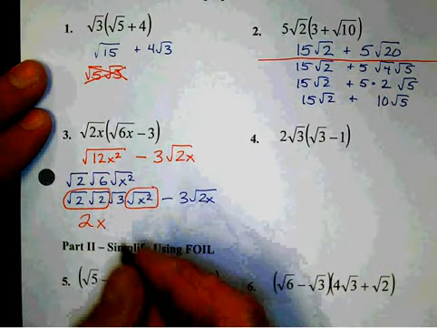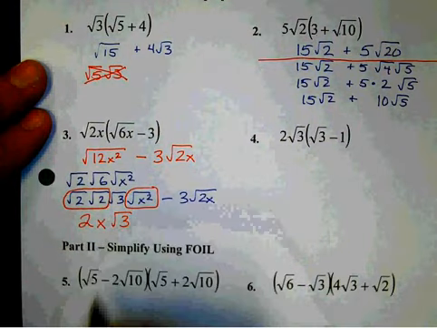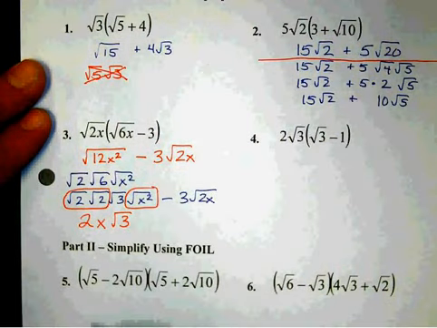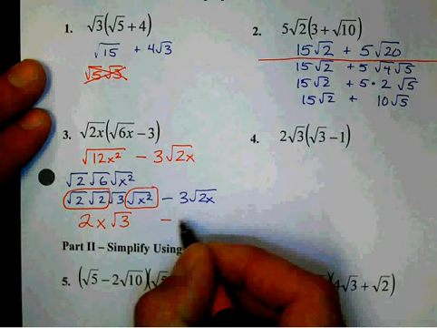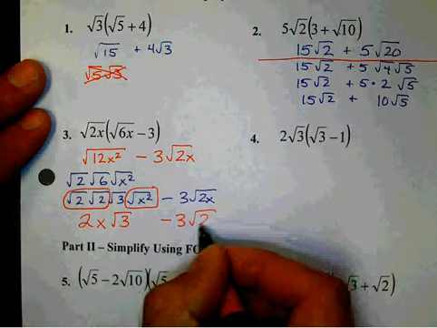Wait, how come you circled the x squared? Because it's a pair of x's. I should have written XX. Yeah. Okay. Minus 3 root 2x.